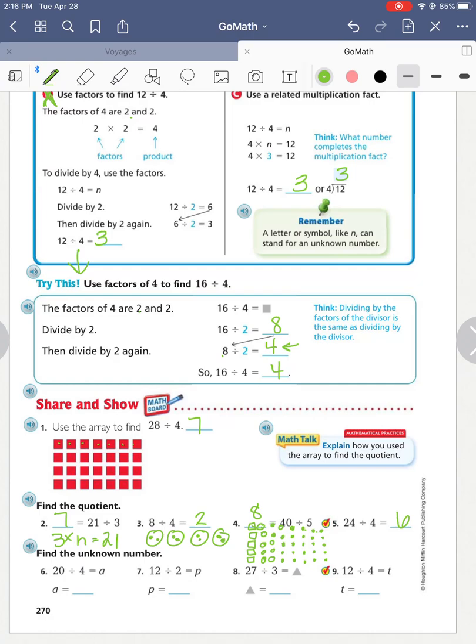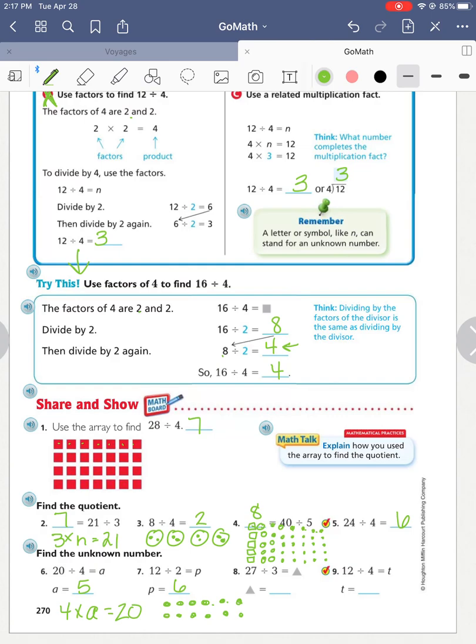Here, they are asking us to find the unknown number. So 20 divided by 4 is a. You could turn it into a multiplication fact: 4 times a equals 20. So a is the missing number, and it's 5. 12 divided by 2: you can make 2 rows and add a dot to each row until you get to 12. 1, 2, 3, 4, 5, 6 in a row, so P is 6.